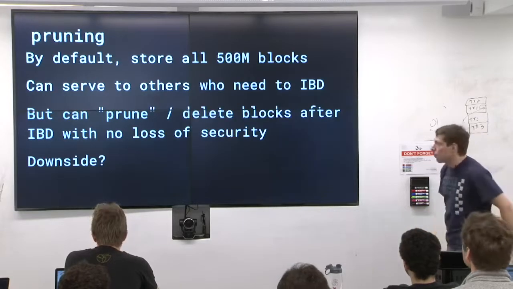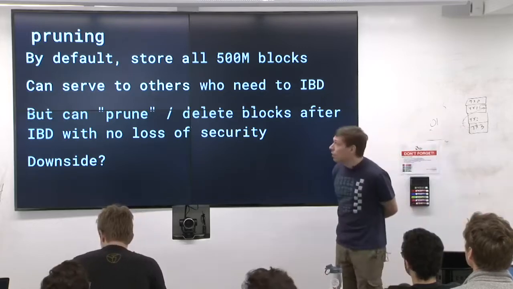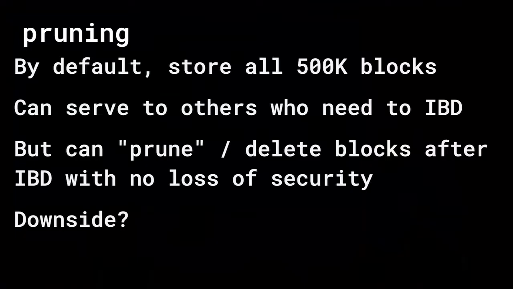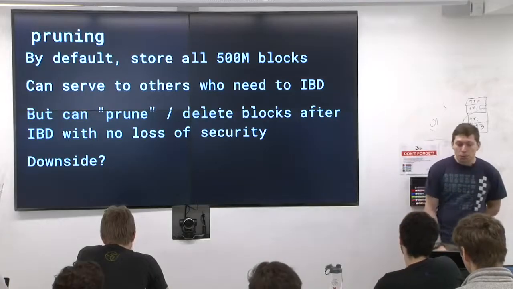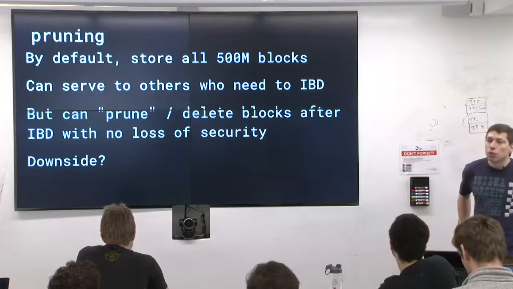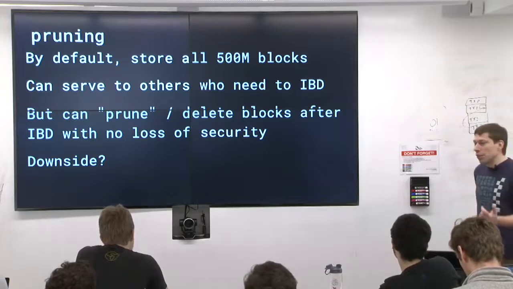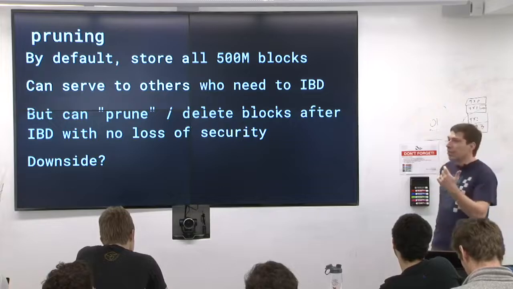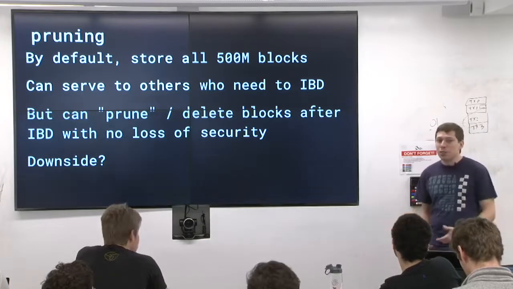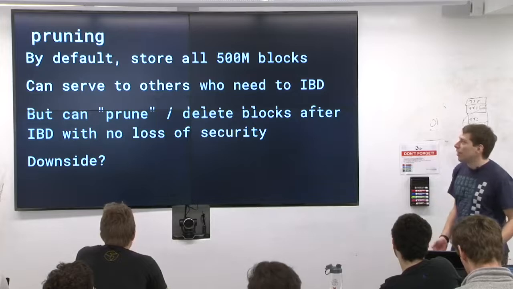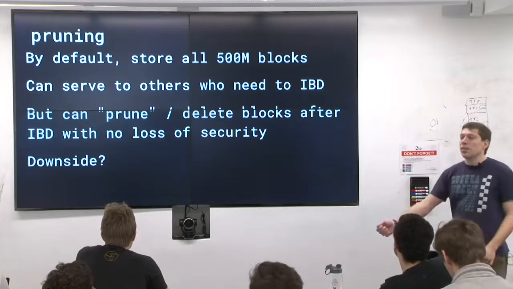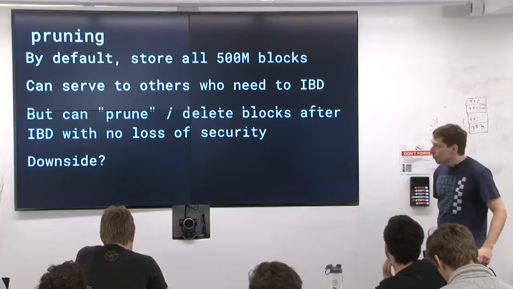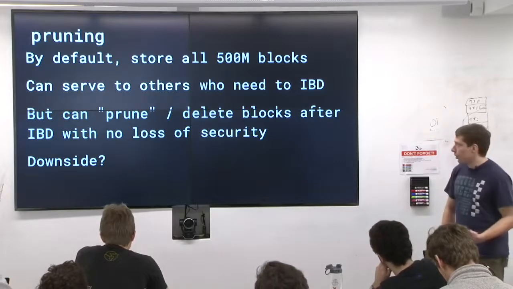Okay, so pruning. By default, that should be a K, not an M, sorry. There's only 500K blocks, not 500M. Anyway, by default, your client will download all these blocks and store them on the disk. And that's important because what if someone else requests them from you? Everyone starts out as a noob. Someone else comes and says, hey guys, I just downloaded Bitcoin. What's going on for the last 9 years? And you might want to give them blocks to let them into the system. So you can serve to others who are doing IBD.